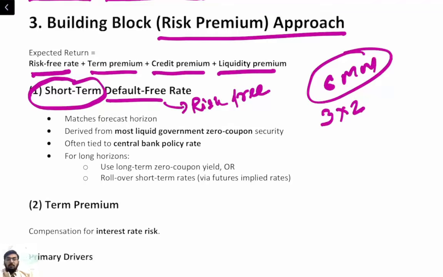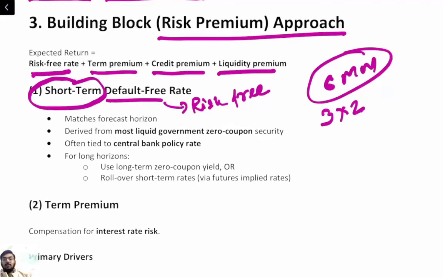Now there is one more point, that these short-term interest rates are tied to the central bank policy rate. Means when the RBI or US Fed increases or decreases the policy rate, then these short-term default-free rates also go up and down. Clear? Like if the RBI raises the interest rate, what will happen? The treasury bill yield will also increase. Or if the Fed cuts the interest rate, T-bill yields will also fall. So this connection is very strong.